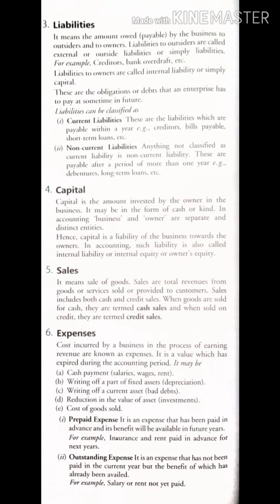Now, sales. What is sales? It means sale of goods. Sales are the total revenue from goods or services sold or provided to customers. Sales include both cash and credit sales. When goods are sold for cash, they are termed cash sales, and when sold on credit, they are termed credit sales. Simply, whatever goods or services are sold by the business to consumers, that is sales. It can be cash sales and it can also be credit sales.